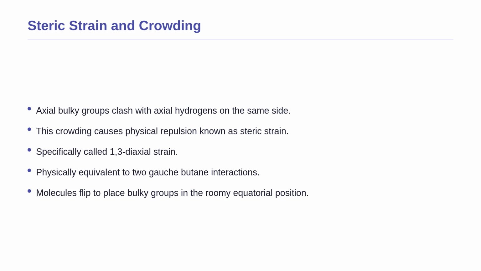This physical repulsion is called steric strain, or specifically 1,3 diaxial strain. It is physically equivalent to two gauche-butane interactions. Because the atoms are too fat to sit next to each other without bumping elbows, the molecule strongly prefers to flip its shape, moving the bulky group into the roomy equatorial position.